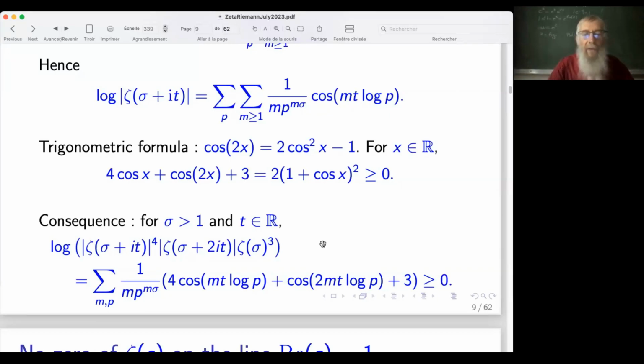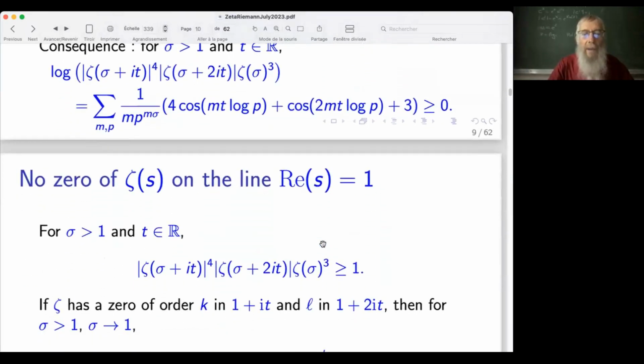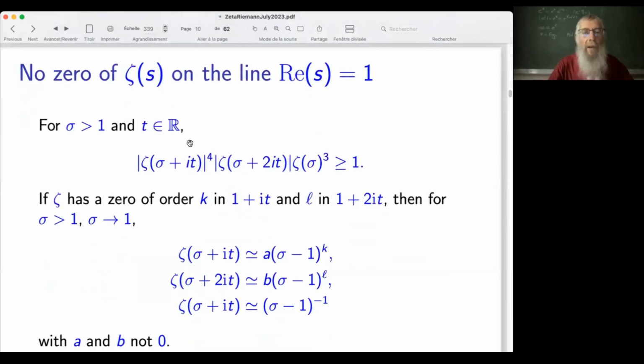The logarithm of a real number is greater than or equal to 0, which means that this real number is greater than or equal to 1. So the trigonometric formula proves that if you take a real number sigma greater than 1 and a real number t, then zeta of sigma to the power 4 times zeta of sigma plus it, times zeta of sigma plus 2it, is greater than or equal to 1. Zeta of sigma is a real number, so I did not put absolute value here.